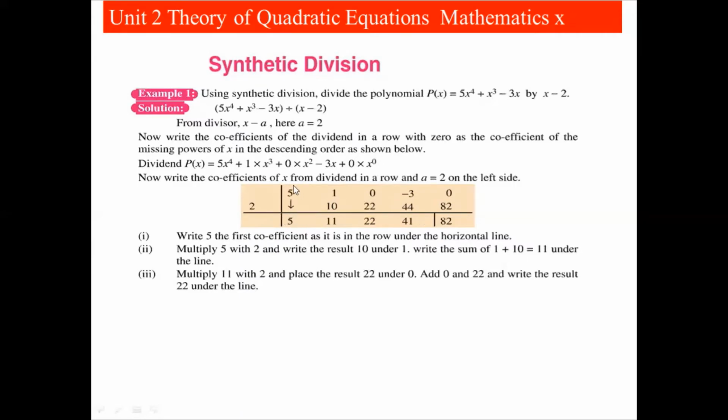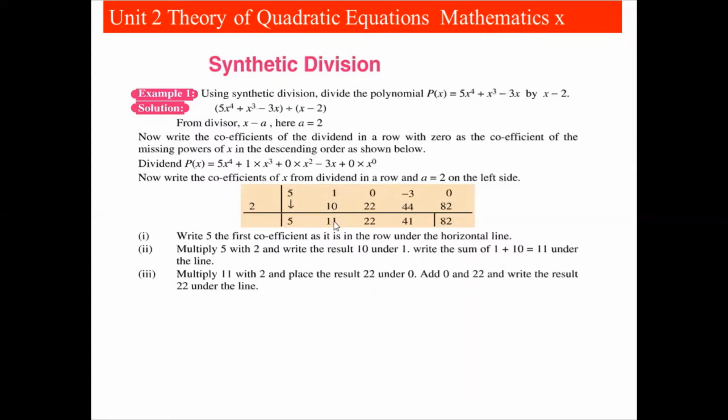Take these two lines. Write the 5, the first coefficient, as it is in the row under the horizontal line. Now we multiply this 5 with this 2. So 5 times 2 is 10, and we write this result below the 1. Now we add these two numbers: 10 plus 1 equals 11.